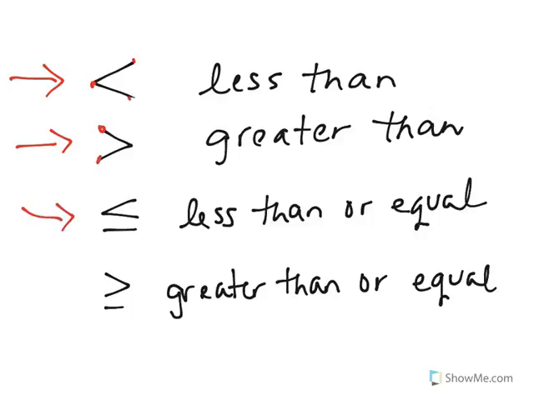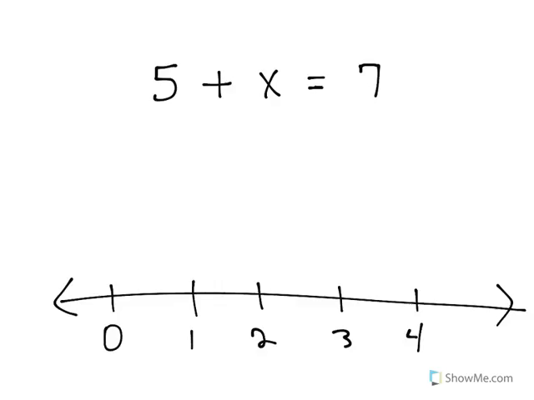This one here is less than or equal, so we've added the equal sign. Half of it is an equal sign, actually. And then the last one is the greater than or equal. Okay, so let's look at some examples.